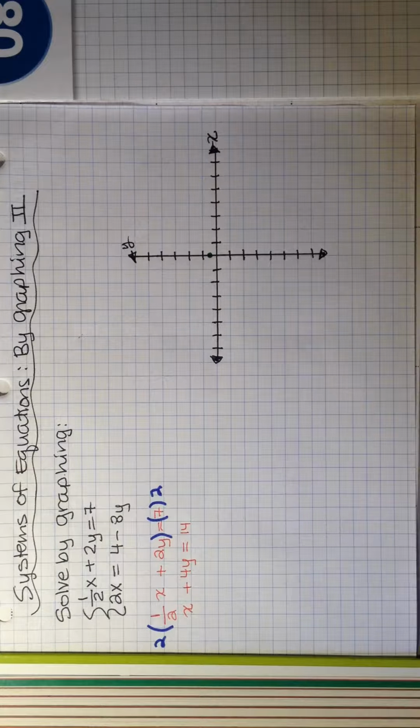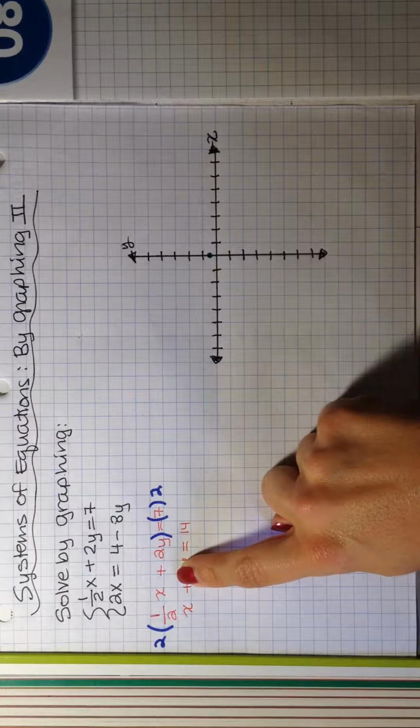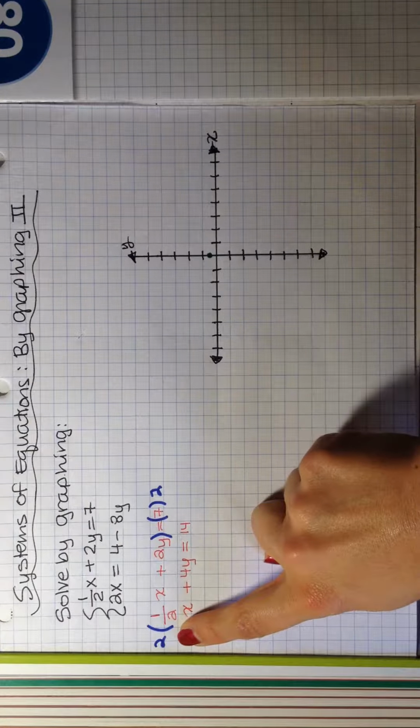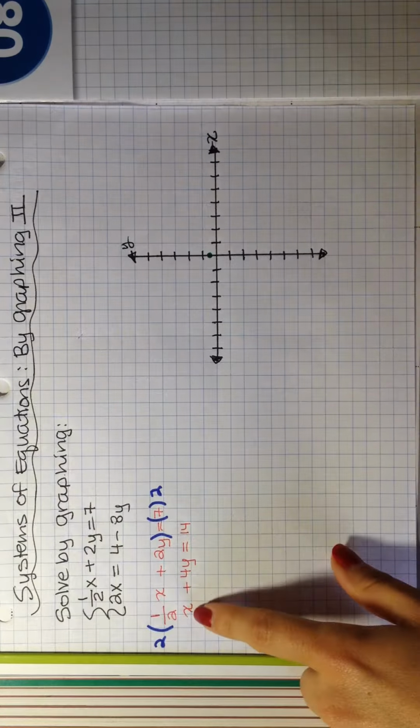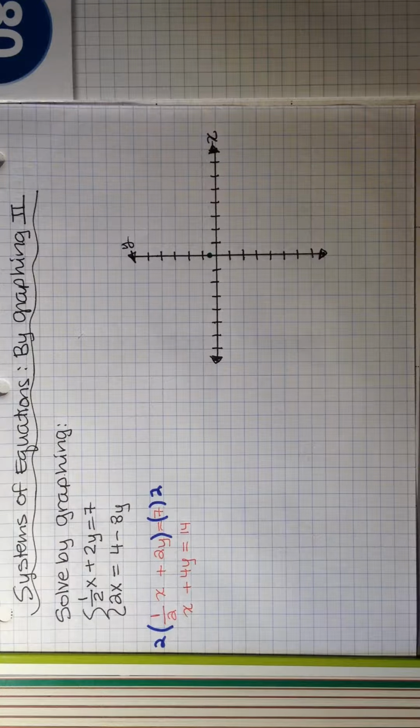Systems of equations solved by graphing, second example. So here we have, again, two equations, and in order to graph, we want to solve for y. And so what we're going to do is take the first equation, which I wrote out, and I want to eliminate the fraction, and so we just multiply through by 2, and that gives us x plus 4y is equal to 14, and in order to solve for y, we would next subtract x from both sides.